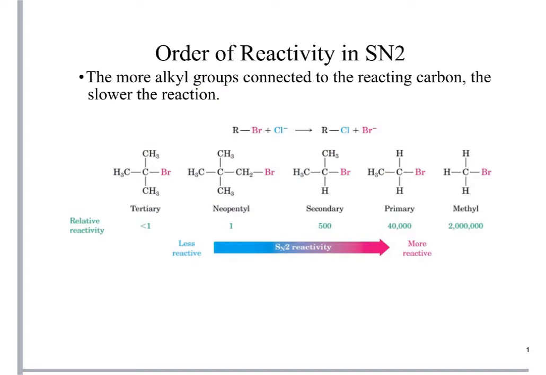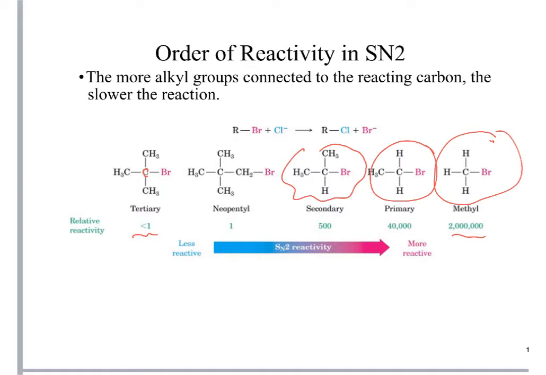So the order of reactivity in SN2 reaction with respect to the nature of the substitution at the reacting center increases from tertiary, which do not react via this mode, all the way to methyl. So notice the difference in the order of magnitude. So methyl bromide, followed by primary, followed by secondary.